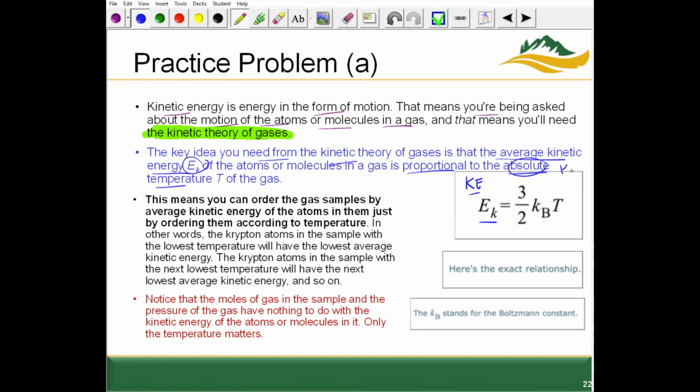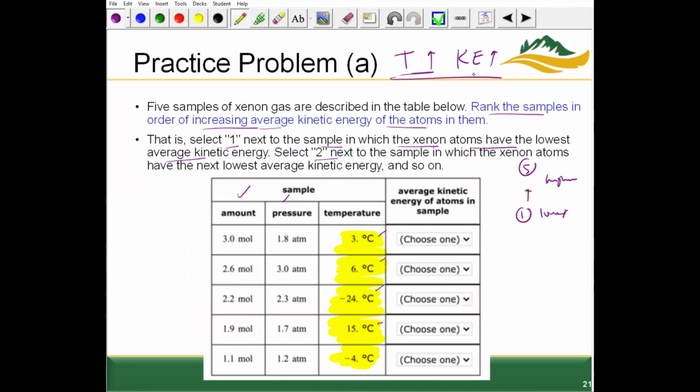It just means that we need to work in an absolute temperature unit, which is our friend Kelvin. So Kelvin is an absolute measure of temperature. This means we can order the gas samples by their average kinetic energy of the atoms in them simply by ordering according to temperature. We only need temperature information from that practice problem to solve it. So for example, atoms in a sample with the lowest temperature are going to have the lowest average kinetic energy. So lowest temperature, lowest average kinetic energy, highest temperature, highest average kinetic energy.